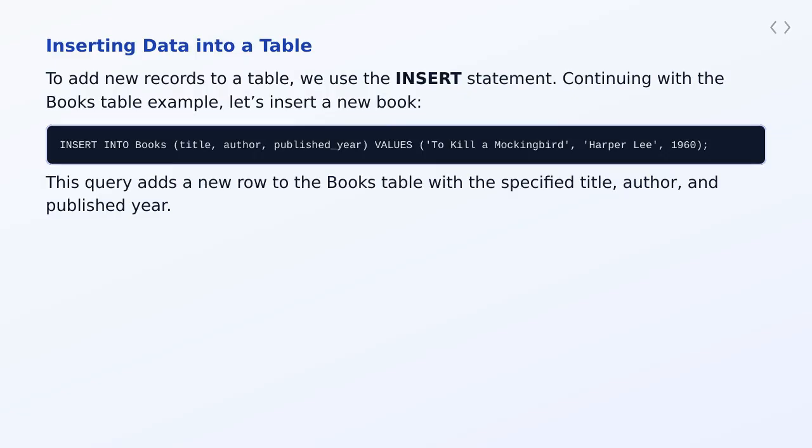Now, inserting data into a table. To add new records to a table, we use the insert statement. Continuing with the books table example, let's insert a new book. I'll let you read the examples on screen rather than reading every line aloud. This query adds a new row to the books table with the specified title, author, and published year.